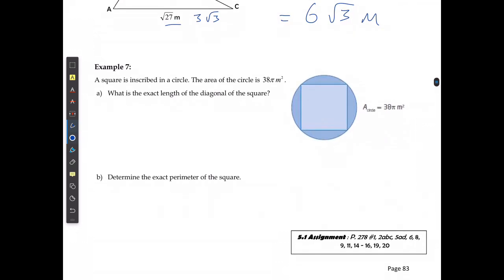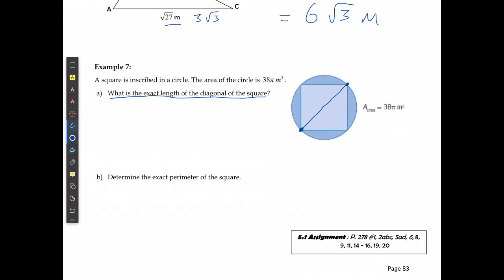Alright, and the last example. A square is inscribed inside of a circle. The area of the circle is 38 pi times m squared. What is the exact length of the diagonal of the square? Well, when I'm talking about the diagonal running from here to here, because that runs the entire length of the circle, it's really just asking what is the diameter of the circle.